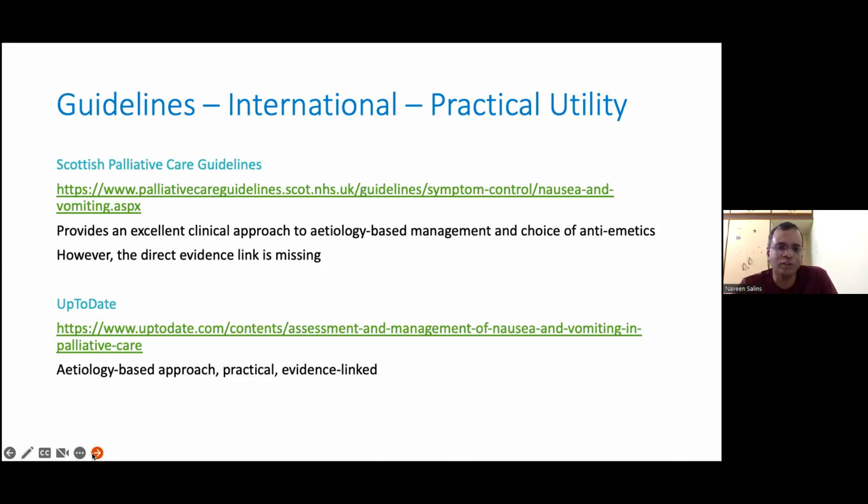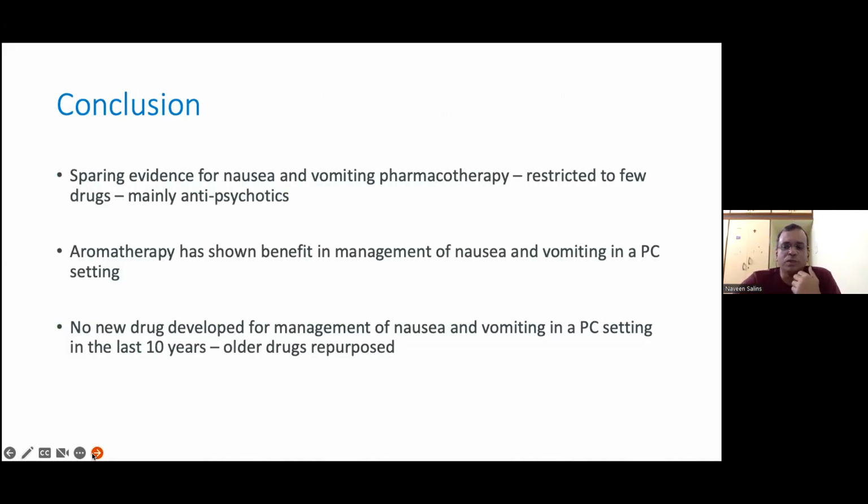If I am going to follow something for my patient, probably I'm going to access this as the guideline when I'm practicing. So in conclusion of my talk, what did I find when I looked at everything? I found there was sparing evidence for nausea and vomiting pharmacotherapy.